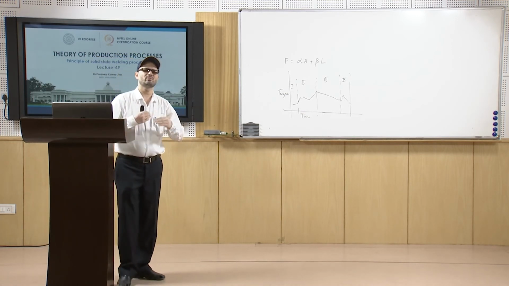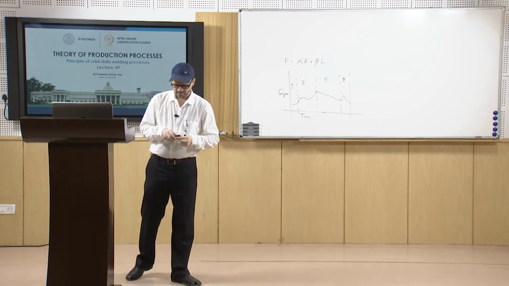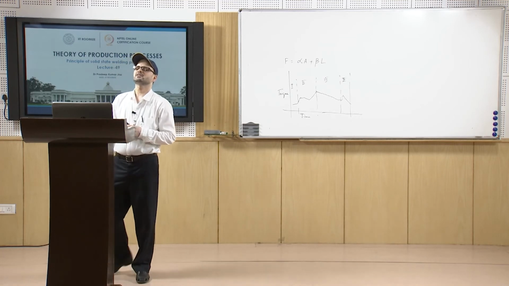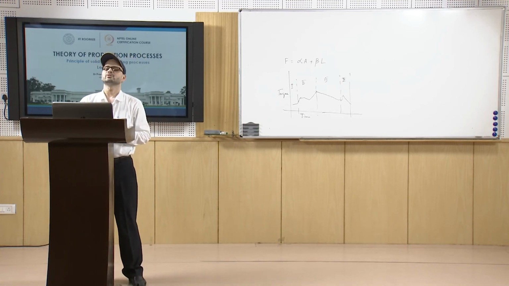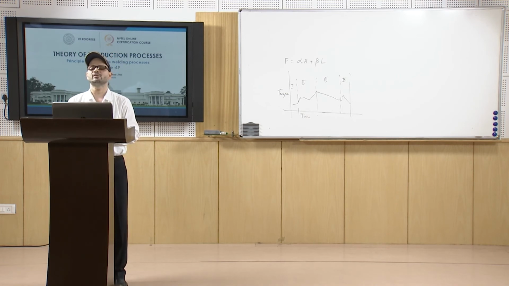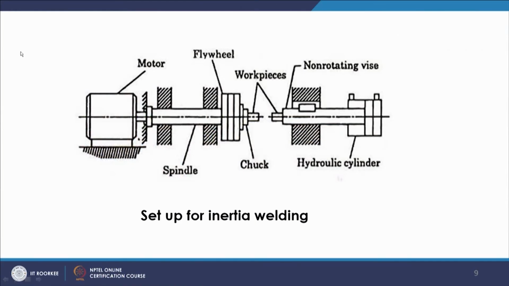There is normally a shorter welding time, but the application of pressure is also important in these cases. This is the schematic or setup of an inertia welding process. As you see, you have a flywheel attached here, and then this is a spindle, and you will have a non-rotating vice that will be brought in contact with this. Since the inertia of the flywheel is used, we use the term inertia welding.